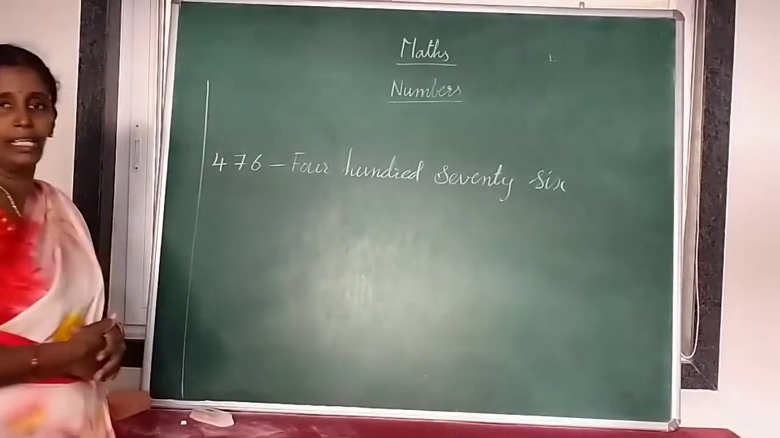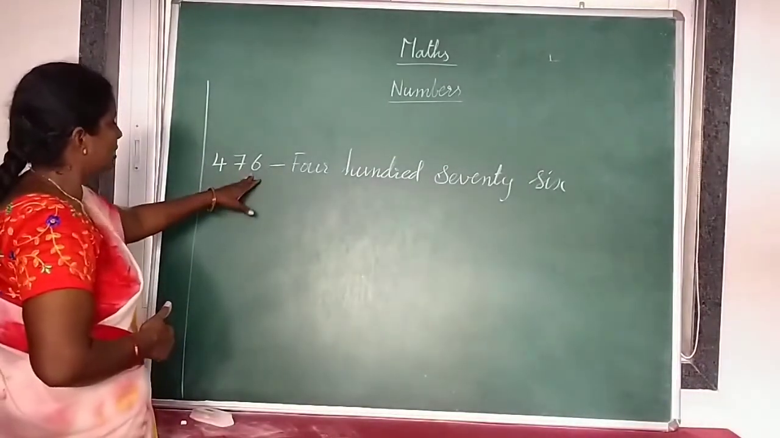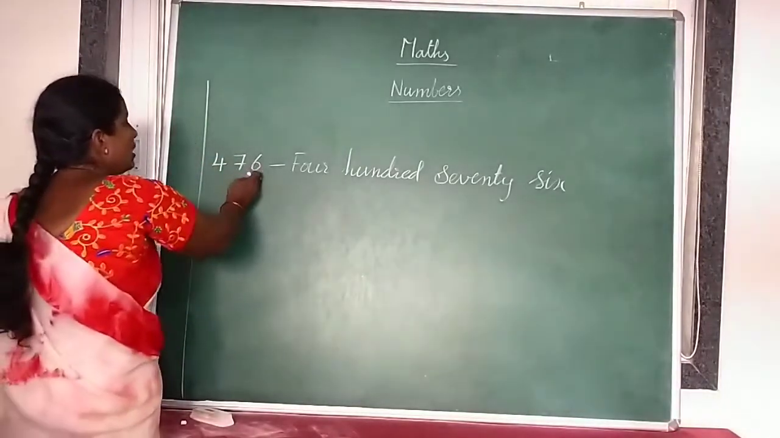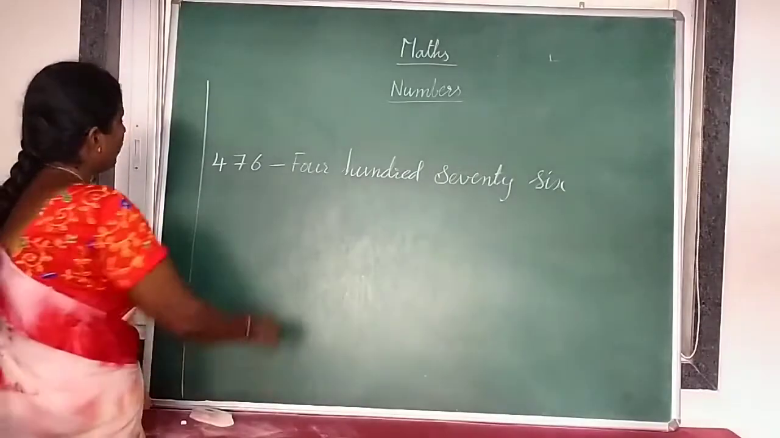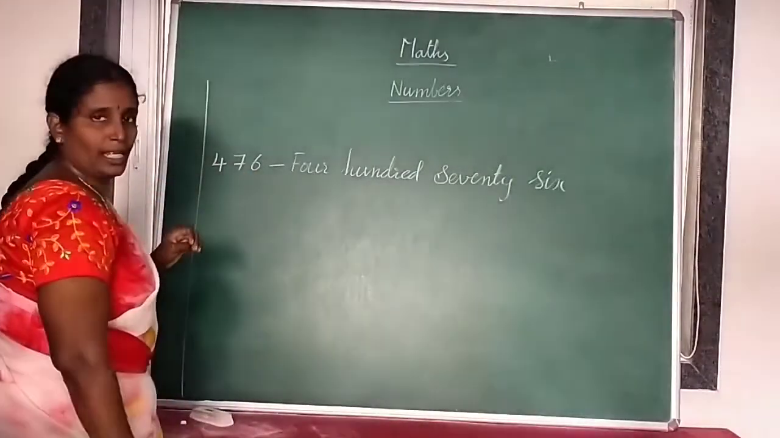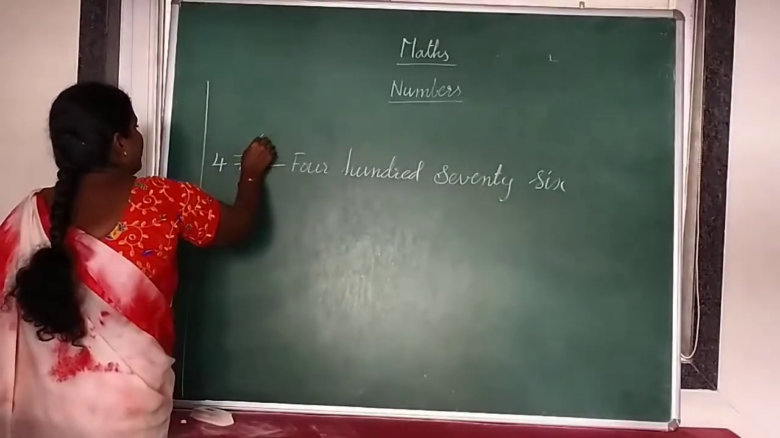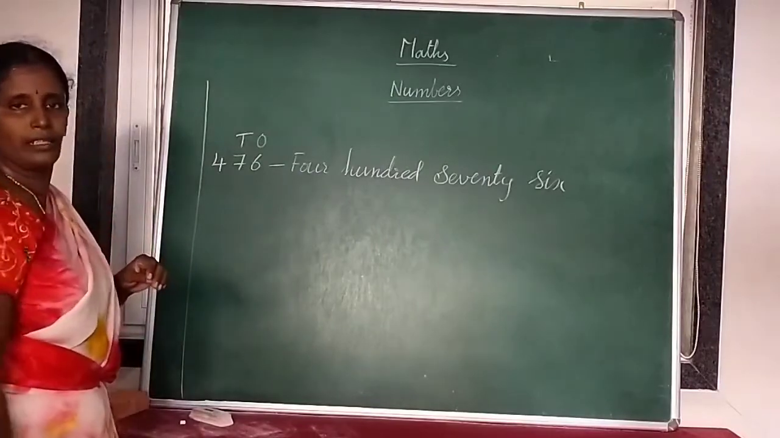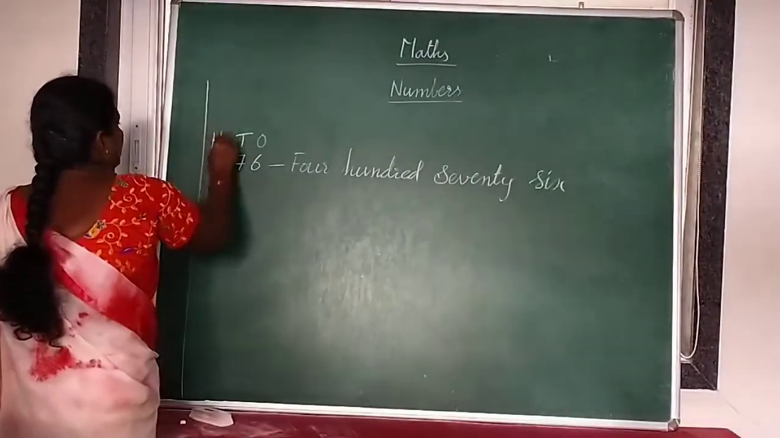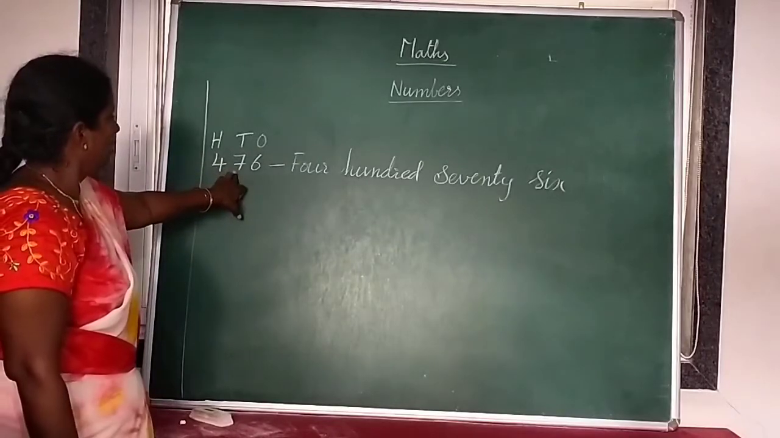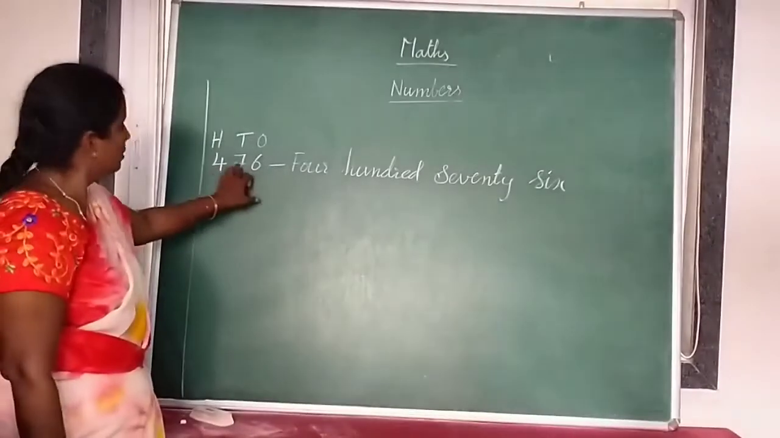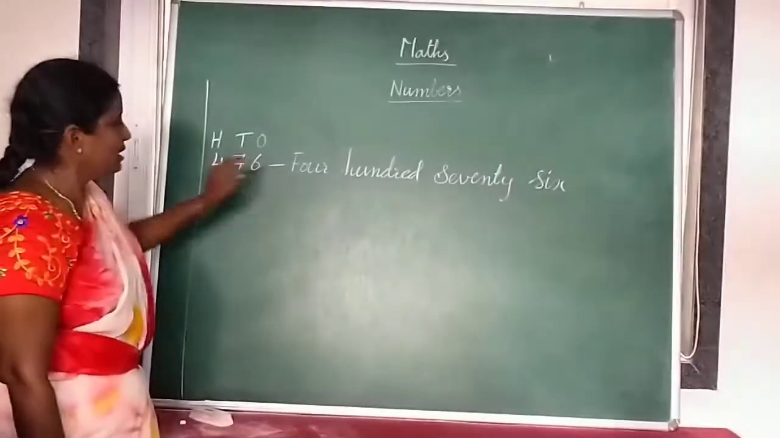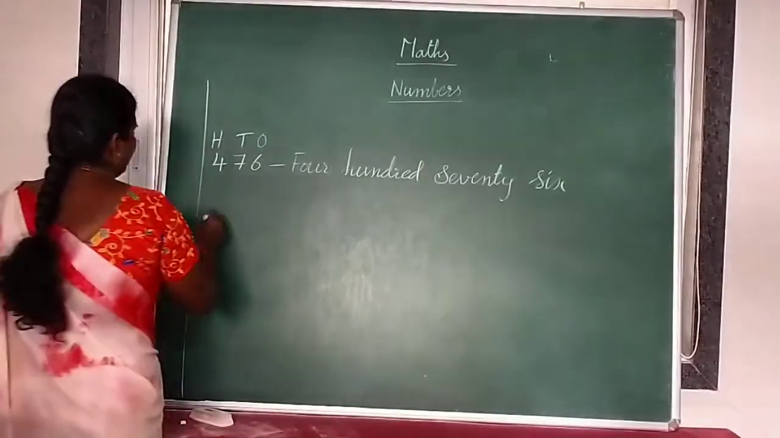So what are the place values? Ones place. We should start from which side? From last digit, from right side. So what is the first place from right side? Ones place. After that, tens place. After that, hundreds place. So 476. 76. 7 in tens place now. So 76. I will give one more number.